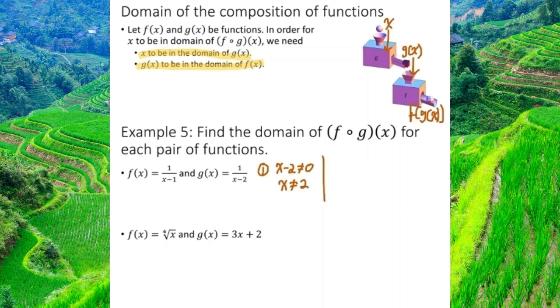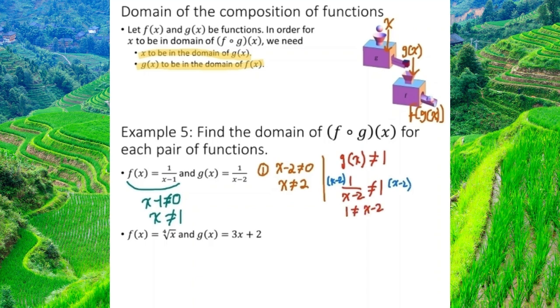But now let's go to condition 2. If we take a look at our function, f is defined as long as x minus 1 is not 0, because that's the only number we can't divide by. And if we solve for x, we get that x cannot be 1. So in order for g of x to be in the domain of f of x, g of x cannot be 1. Or in other words, 1 over x minus 2 cannot be 1. To solve for x, we'll solve this just like an equation, multiply both sides by x minus 2, and we get that 1 cannot equal x minus 2, or in other words, x cannot be 3.